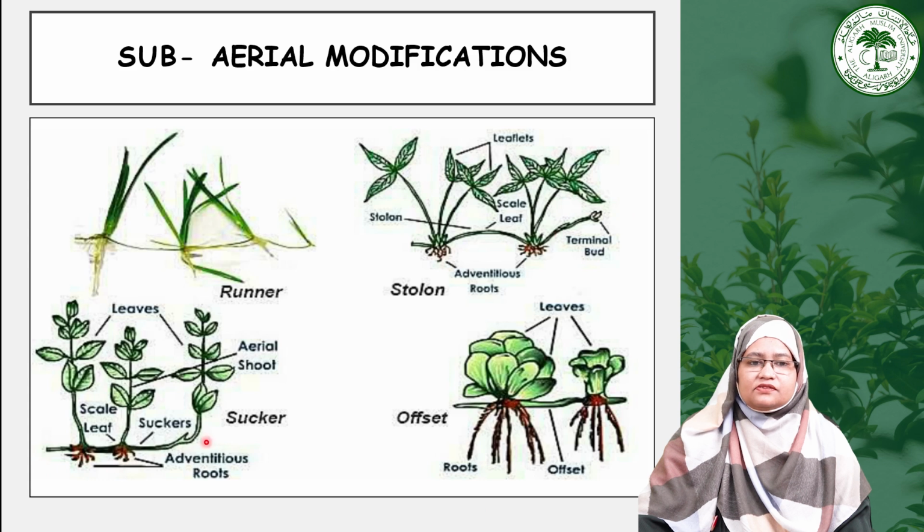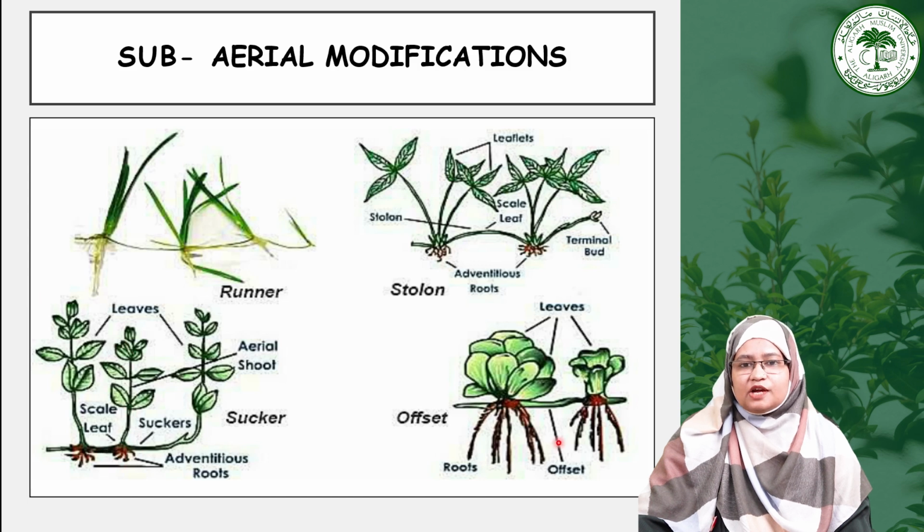Then the third type of subaerial modification is the sucker. In the sucker, you can see there is a trailing stem under the soil. This is termed a sucker, and there is an aerial shoot on which the leaves are attached. An example of sucker is mint.